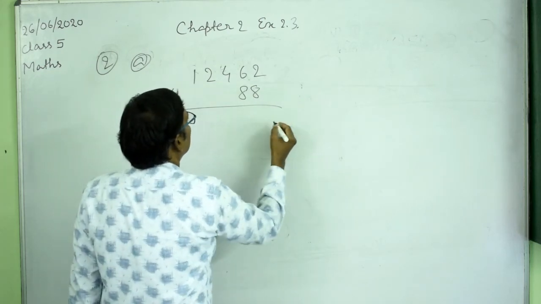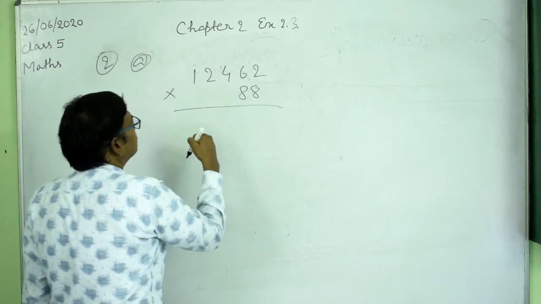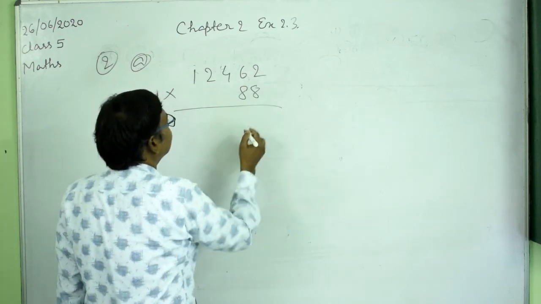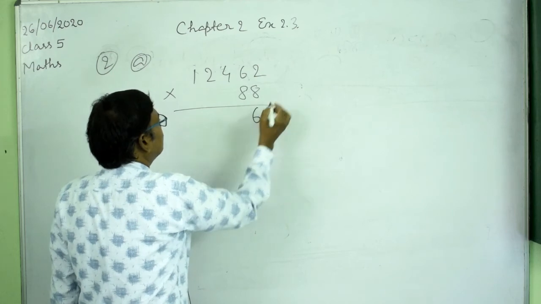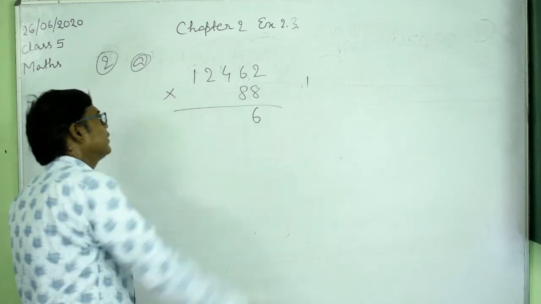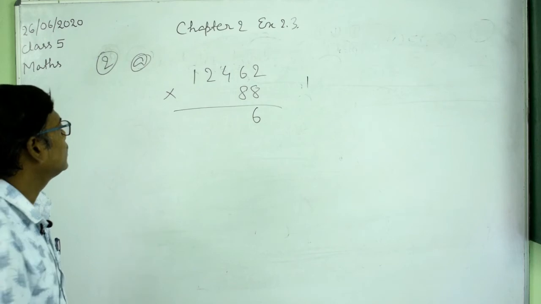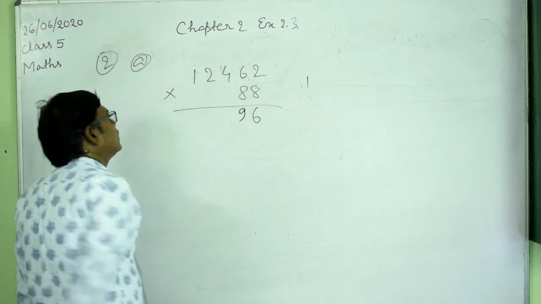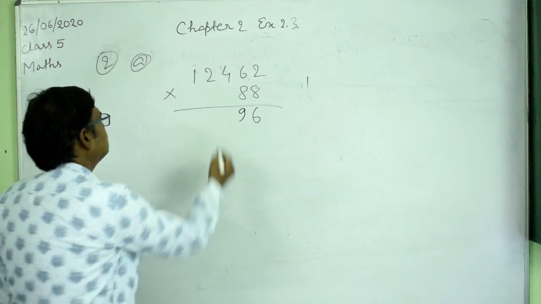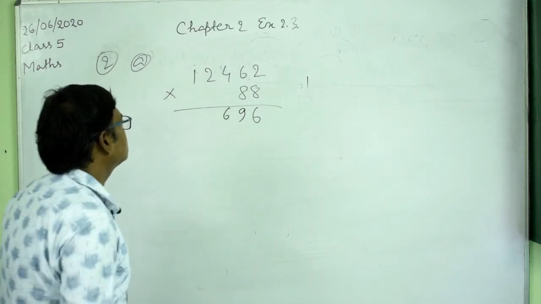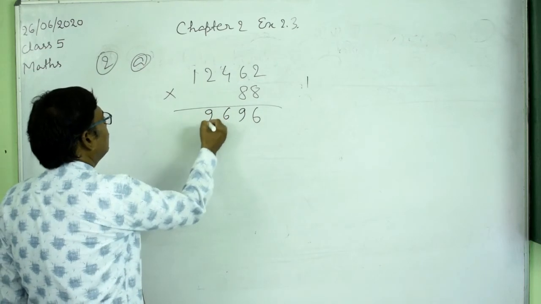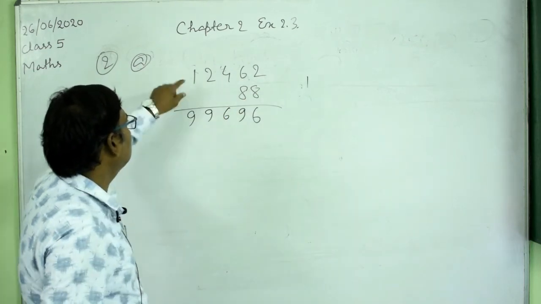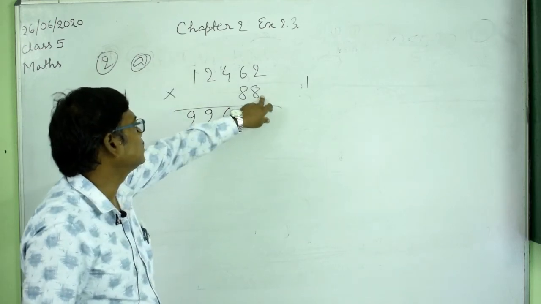So multiply this number with the 8 ones. Suppose 8 twos are 16. Okay, then you have 1, then 8 sixes are 48, 48 plus 1 will be 49, then you have 4, then 8 fours are 32 plus 4 will be 36, then you have 3, and then 8 twos are 16 plus 3 will be 19, and then you have 1, and 8 ones are 8 plus 1 is 9. Okay, so here we have multiplied this number with 8, that is 8 ones.